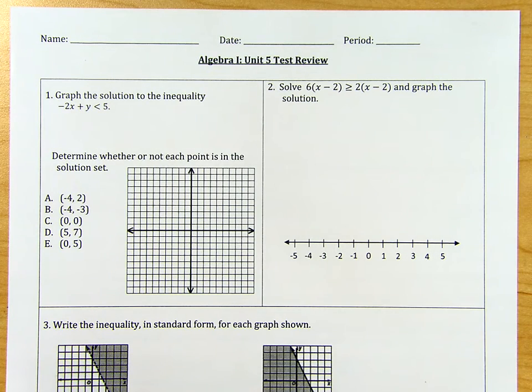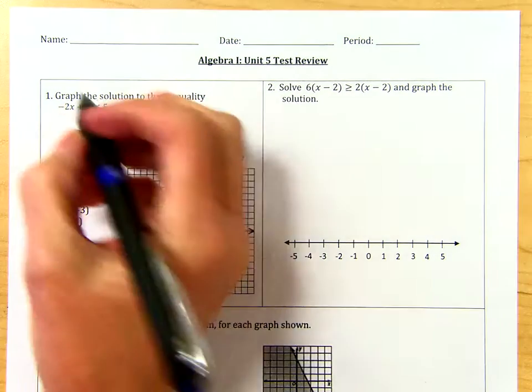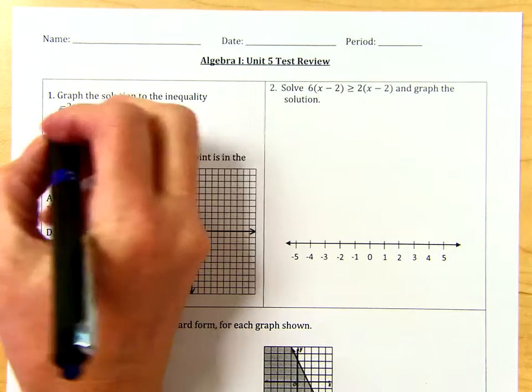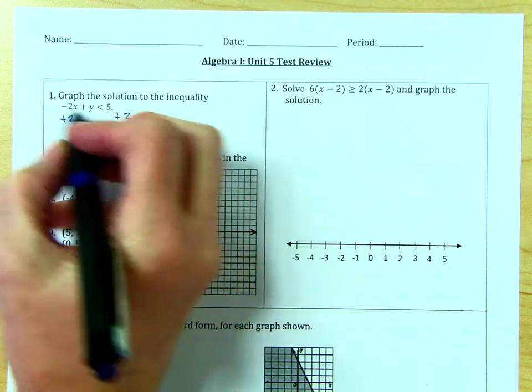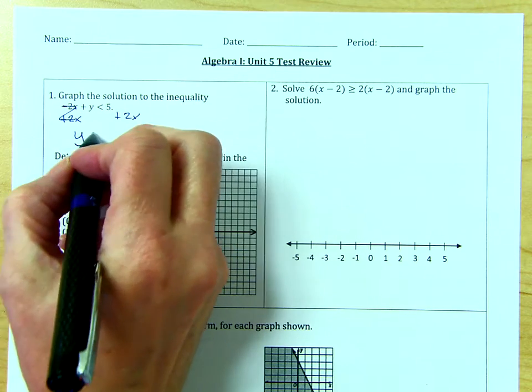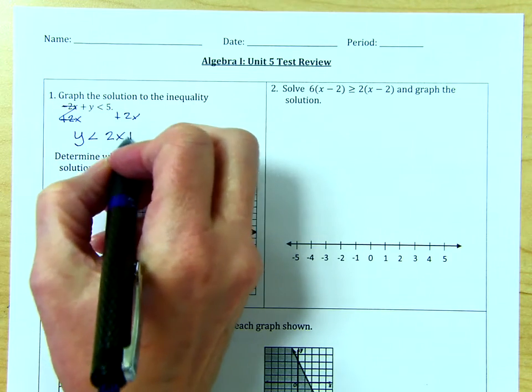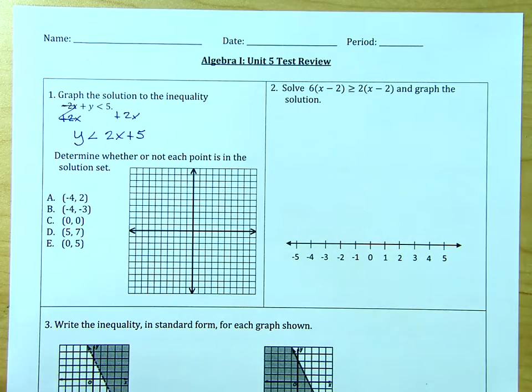First thing we need to do is solve for y, so we will add 2x to both sides. So these zero out, and we're left with y is less than 2x plus 5. We now have the y by itself, so we can go ahead and graph.